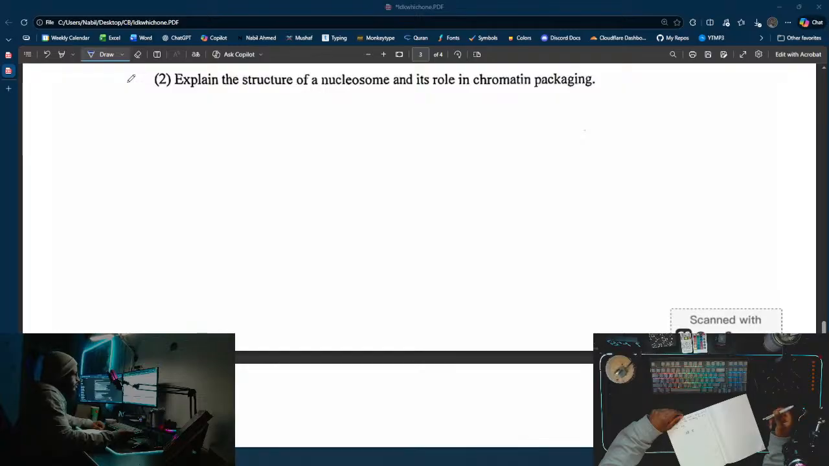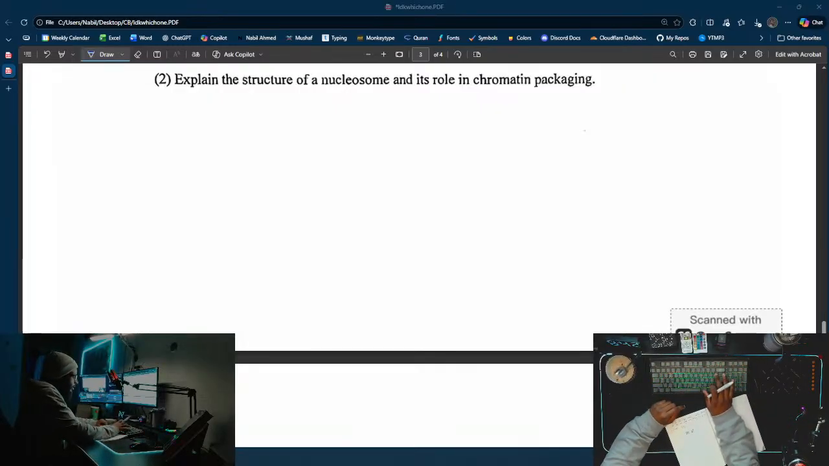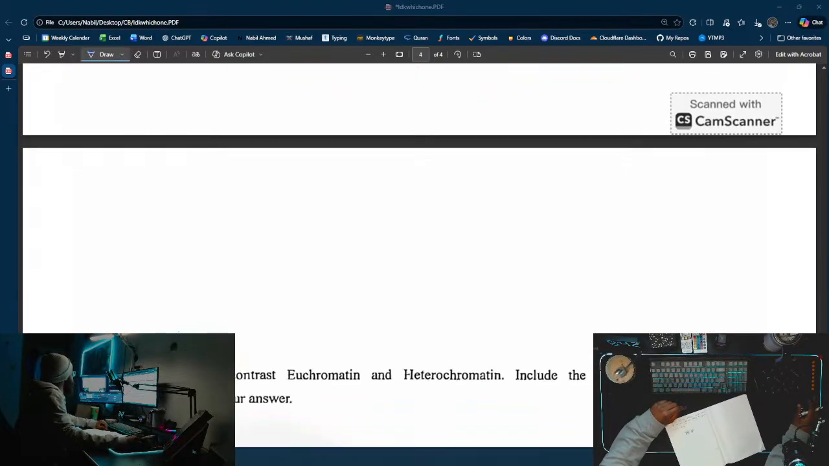Its role in chromatin packaging is that it allows us to coil up the DNA in a manner where long DNA lengths could be stored without any issues, without taking too much space. So it is an efficient way to package the DNA coils. I'll just leave it at that.